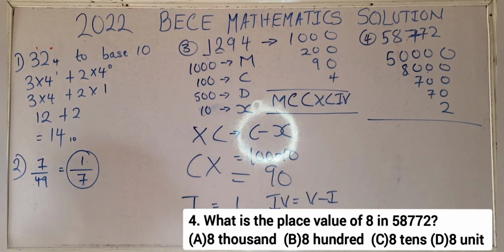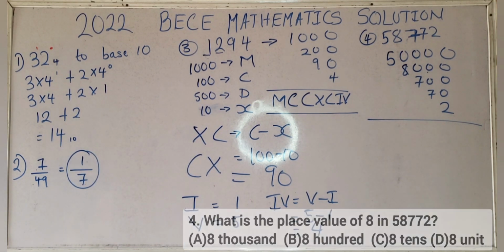So look at the option. The option A says 8,000. Option B, 800. C, 8 tens. D, 8 units. The right option is 8,000. You understand? Which is option A. Okay? Let us proceed to question number 5.